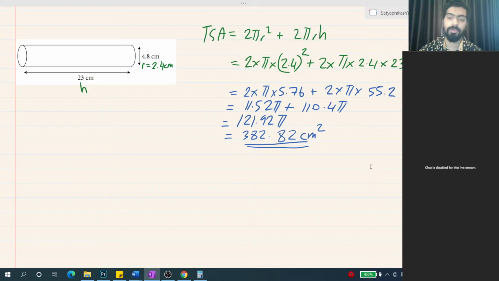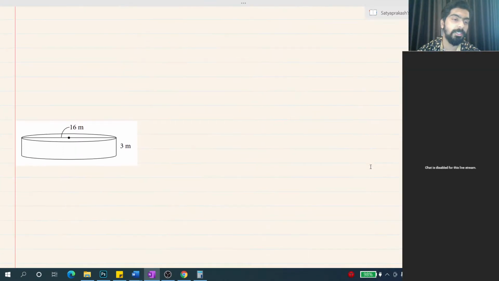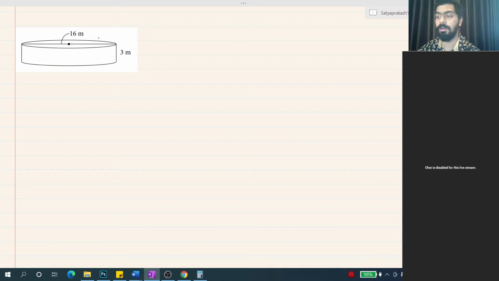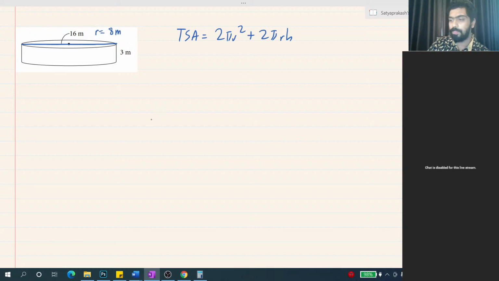We will be going to the last question of the day, which is also a cylinder. So let us start off by writing the formula. TSA is 2 pi r square plus 2 pi rh. And again, guys, what you see right here is the diameter, but we need to know the radius. So the radius is equal to 8 meter, and this is our height.